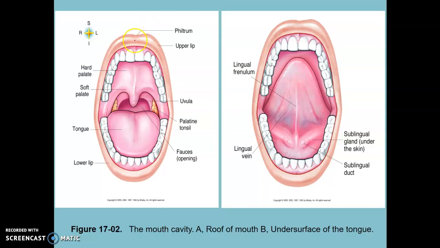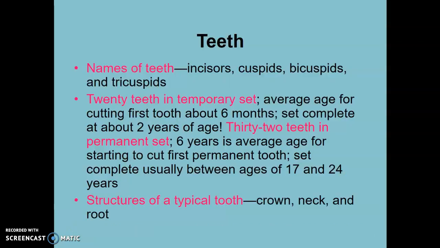The philtrum up here is the little bow tie on the top of your lip. If we look at the bottom underside of the tongue, you can see the lingual frenulum right here, the little piece of tissue that holds on to the tongue. The lingual vein, you could see, some people you could see this easier than others. I'm not going to ask you to identify that on the quiz. We do have sublingual glands here underneath the skin and sublingual ducts. These produce mucus, not necessarily for digestion, but just to maintain moisture in the mouth.